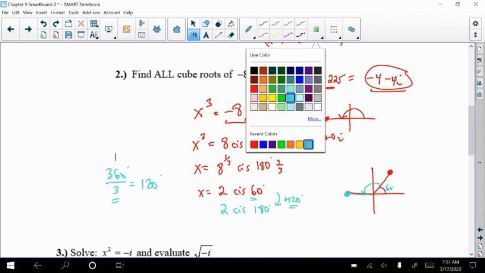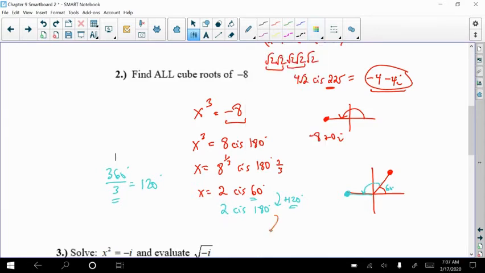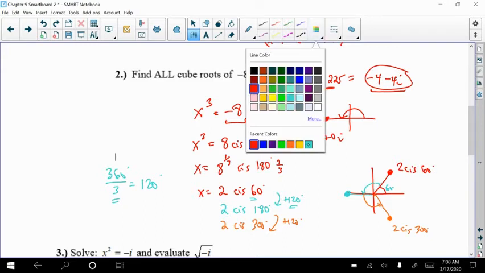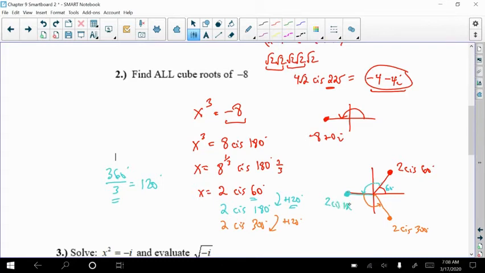Now, let's get that third one. If I think about going 120 degrees more, that's going to put me at 300. So 2 cis 300 degrees. So if I go 120 degrees more, here's the third and final solution. That would be my 2 cis 300. This one over here, we said was 2 cis 60, and this one right here is 2 cis 180. So I have three solutions that are equally distributed. And since 60 degrees, 180 and 300 are such nice values, let's go ahead and find those.